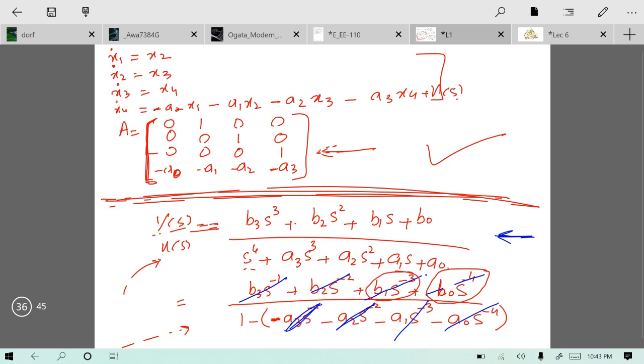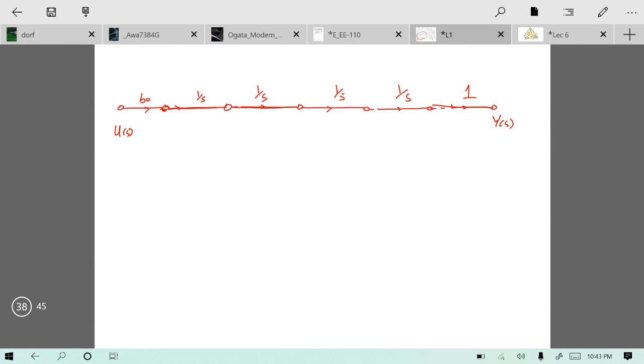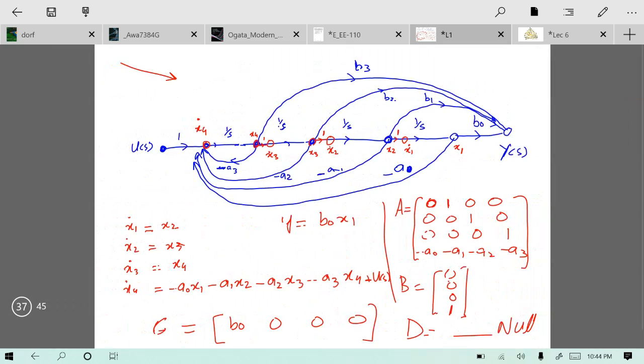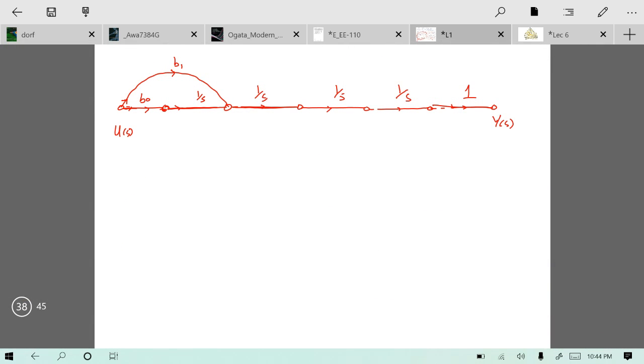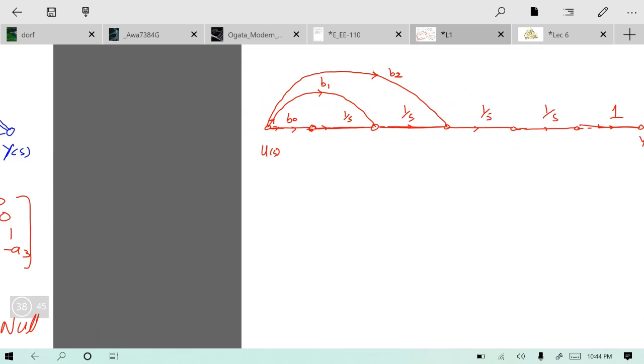Next path is b1 s minus 3. If I move a pickoff point from here and drop it over here with again b1, then this is the second path to move towards the output, and its gain is b1 s minus 1, s minus 2, s minus 3. So this term is also addressed. Now another term is b2 s minus 2. Pick another path over here and drop it over here. Let's say its gain is b2, and this path has the gain b2 s minus 1, s minus 2. So another term is also addressed.